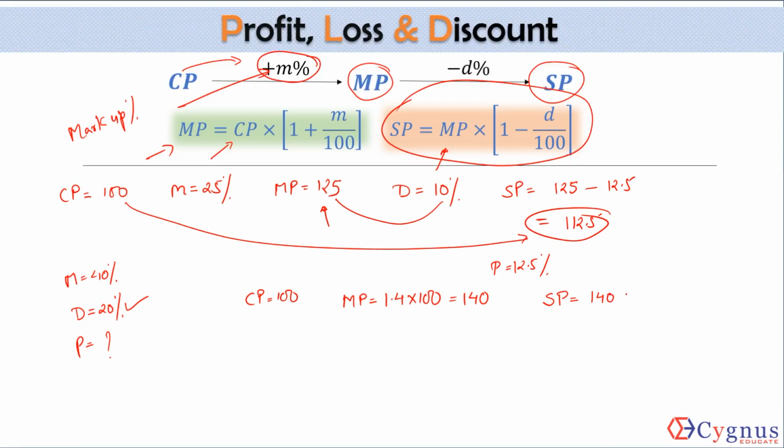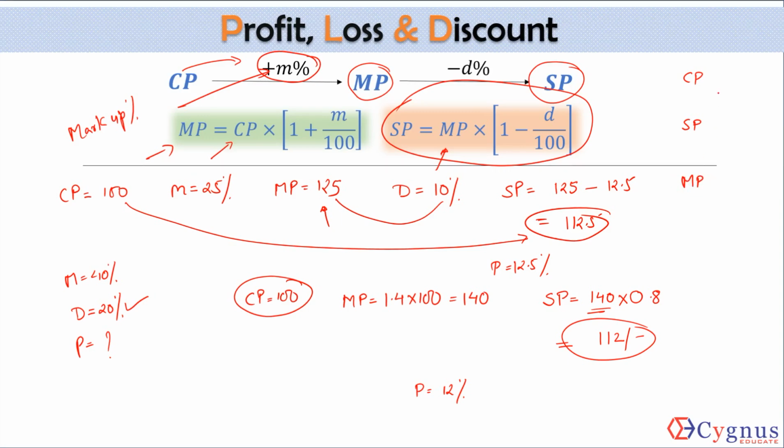Mark price is 140. You need to offer a discount of 20%. That means you'll decrease its value by 20%. How do we decrease the number by 20%? The multiplying factor would be 0.8. When you multiply it, what do you get here? You get 112 rupees. Yes or no? That means the cost price of the article was 100, selling price becomes 112. So the profit percent becomes how much? 12. Yes or no?